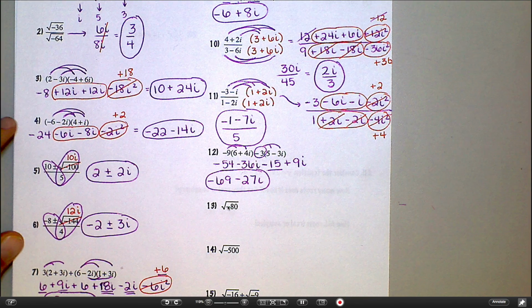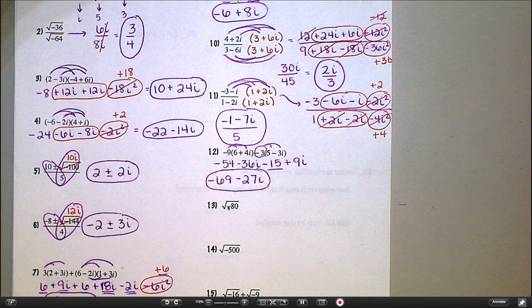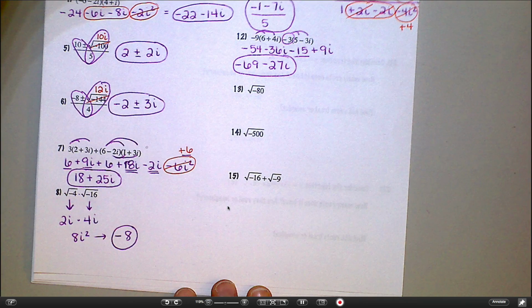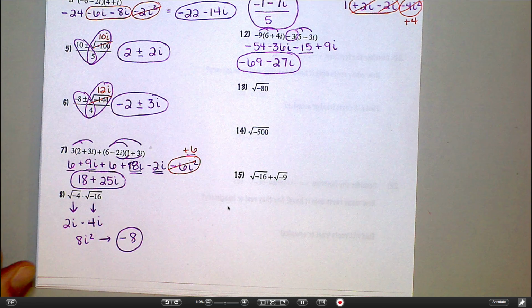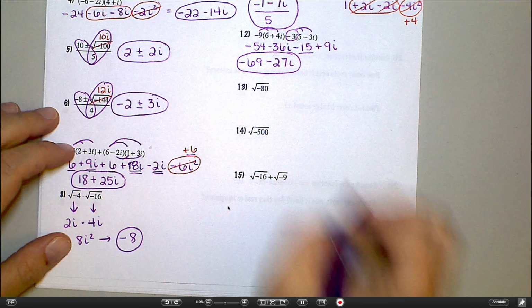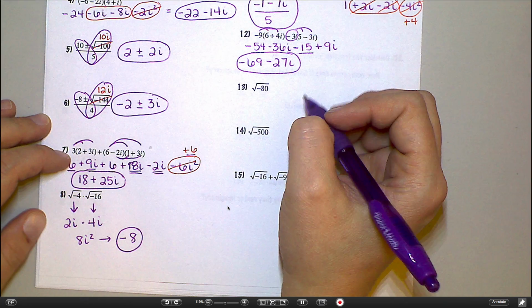Okay. All right, so 13 and 14. These are not ones like numbers 1 and 2, where the numbers were nice perfect squares under the radical, and we could just take a square root and tack on an i. 80 doesn't have a nice perfect square root, so we have to do what's called simplifying here. And that's where I want to look for the biggest perfect square that goes into 80. Okay? Now, if you're efficient, you will know that 16 actually goes into 80.